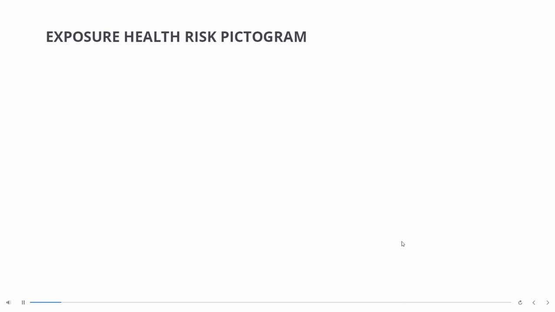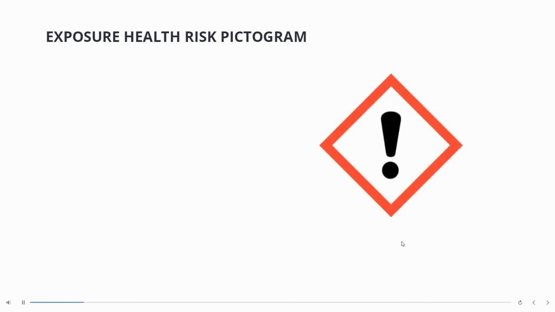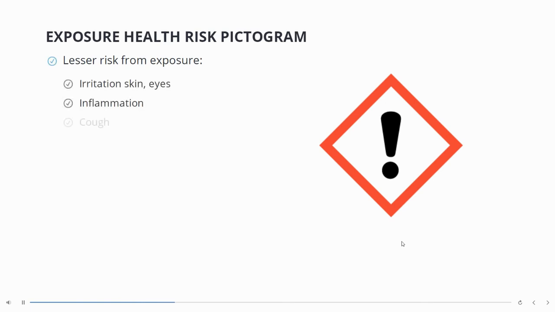The exclamation mark symbol. This hazard pictogram represents a lesser level of health risk from exposure, including an allergic reaction, irritation, inflammation, coughing, etc. These effects are in general treatable and have less of a risk for chronic health effects compared to materials under the skull and crossbones pictogram, but you still need to take precautions when handling chemicals with this pictogram and wear appropriate PPE.